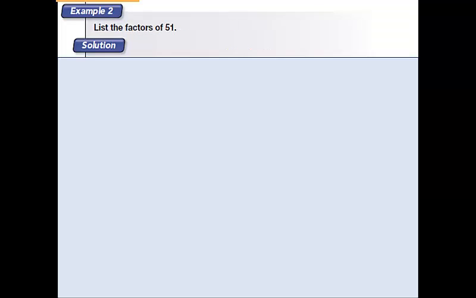List the factors of 51. This one's a little bit harder because it's a much larger number. See if you can do it on your own. If not, we'll go over it together.